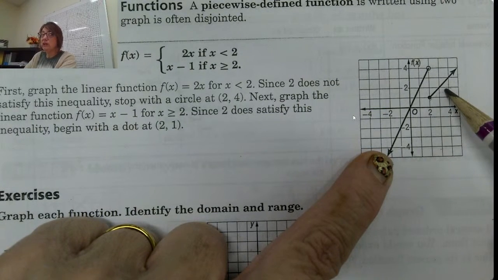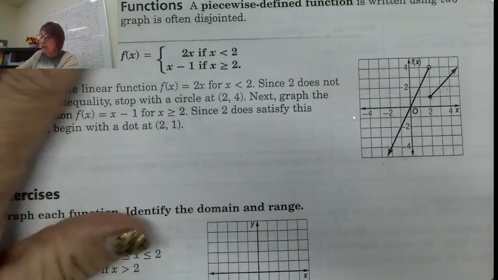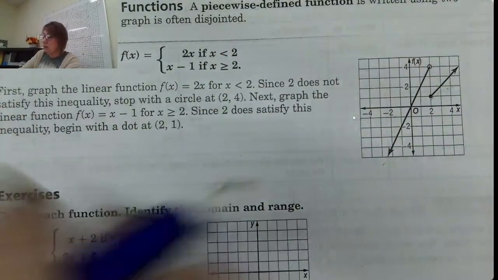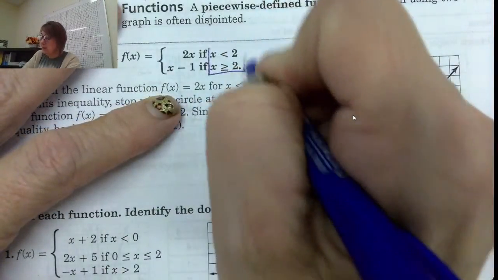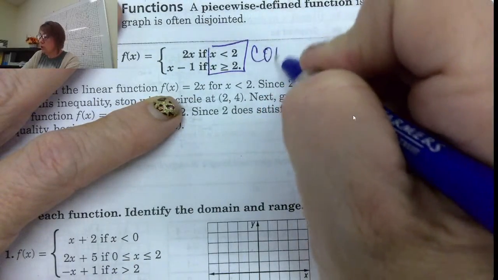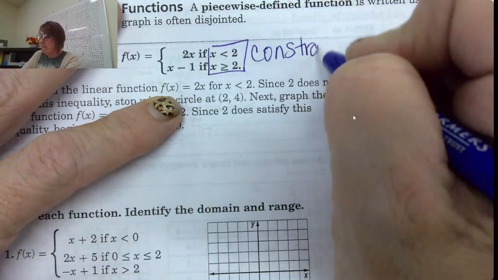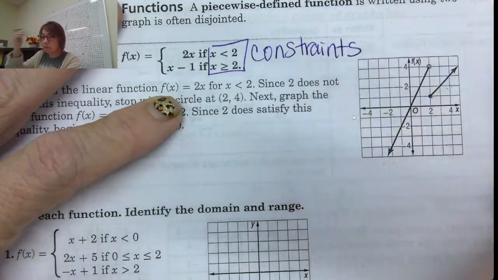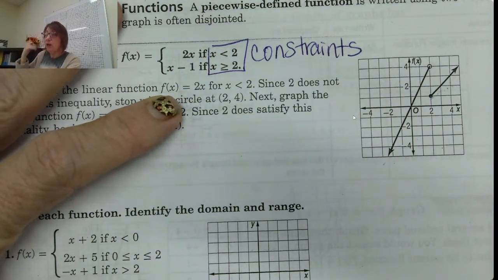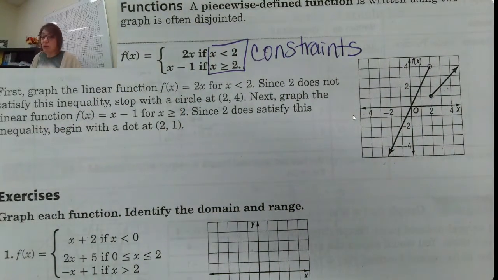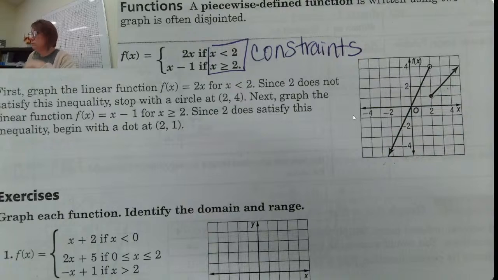And that's what a piecewise defined function is. Okay? Now, important information you need to know. These are called constraints. You need to know that. On your test tomorrow, you're going to be asked some stuff about these, and you need to know that that's what they're called.